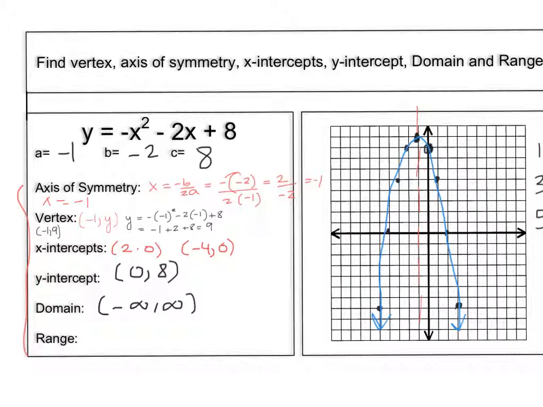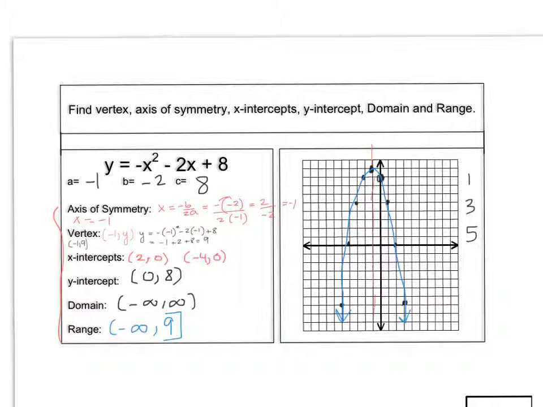Now, we talked about domain. Domain is from negative infinity to infinity. The range, however, is from bottom to top. So that's going to be from negative infinity all the way up to the y of the vertex, which is a 9. And that's how you do standard form.